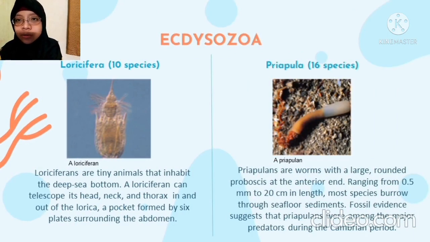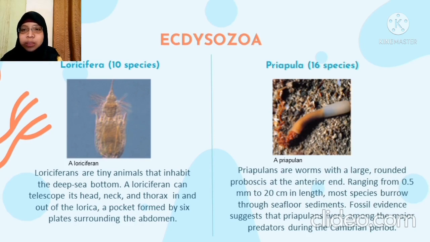I want to tell you about Ecdysozoa. 1. Loricifera. Loricifera have 10 species. Loriciferans are tiny animals that inhabit the deep sea bottom. A loriciferan can telescope its head, neck, and thorax into the lorica, a pocket formed by 6 plates surrounding the abdomen.